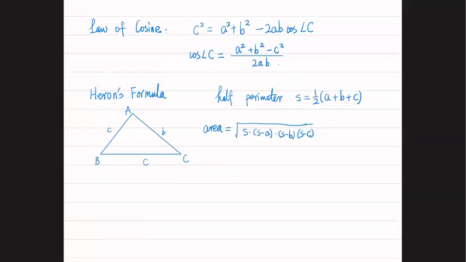Okay, let's first see a few examples. Example 1. Let's consider the following triangle. A equals 3, B equals 4, C is 5. For this one, let's find the half perimeter S. Then find the product.